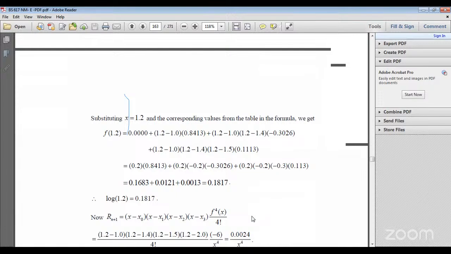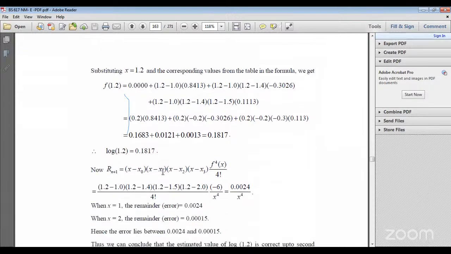Substituting x equal to 1.2 and the corresponding values from the table in the given formula, f of 1.2 is 0.8413, 0.03026, 0.1113. So after the simplification and substitution at 1.2, we get 0.1817.